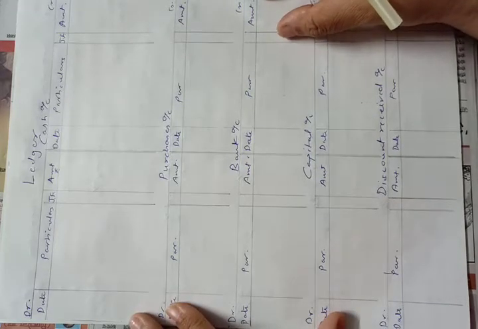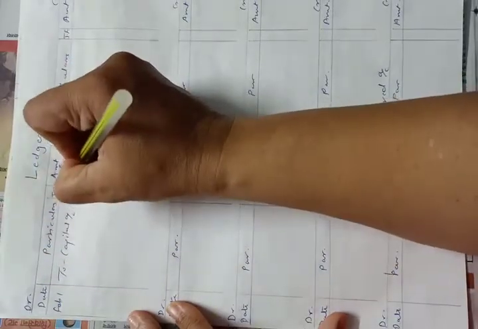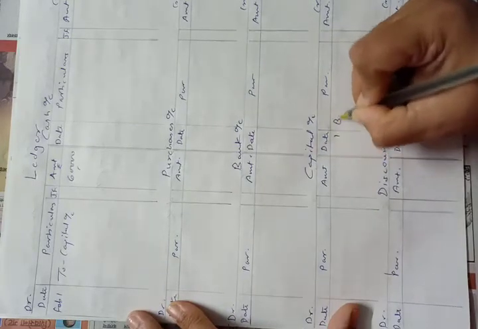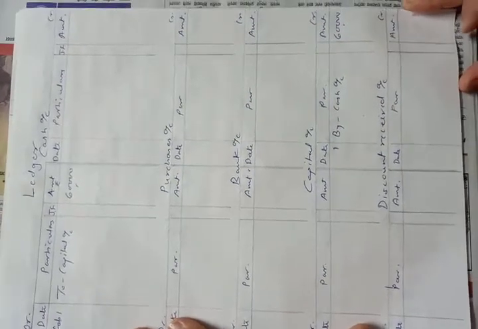Cash account debit to capital account. So on the debit side of the cash account we have to write, on February 1st, to capital account, amount 60,000. And now the second posting. Debit side of cash account to capital account means credit side of capital account by cash account, 60,000. Understood? Now purchases account debit to capital account. See here.